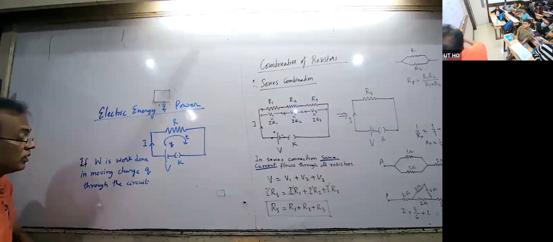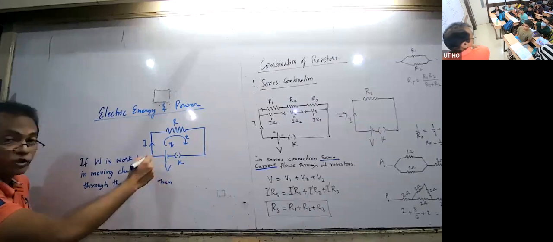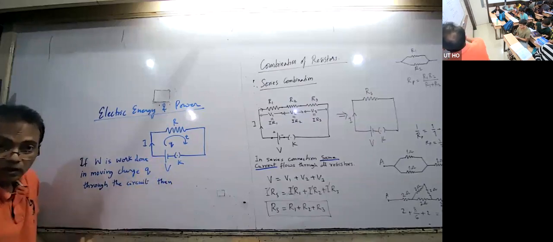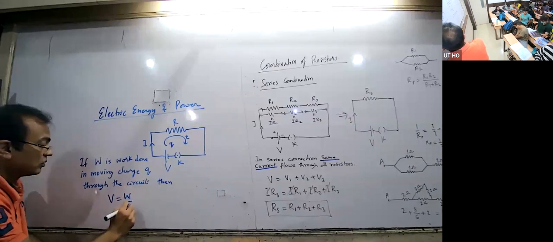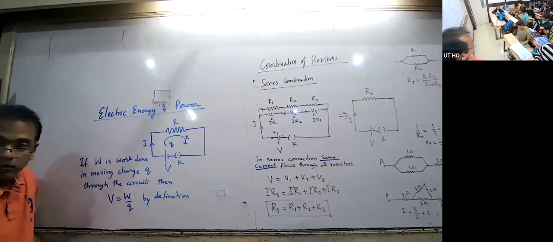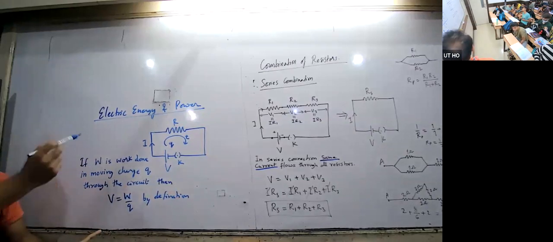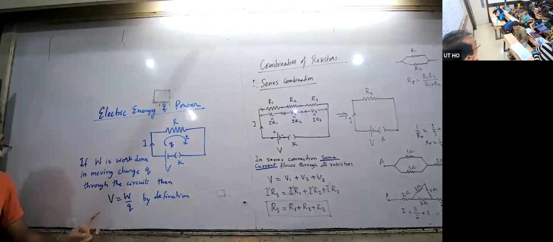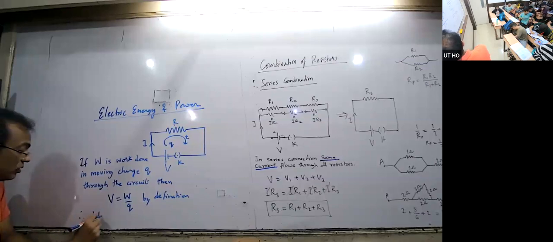Right? Then who is doing the work? Potential difference. Right? Then V is equal to W by Q by definition. Correct? If W is the work done in moving the charge Q through the full circuit, by definition we know that V must be equal to W by Q. Right? So what is the electrical energy spent? It must be equal to the work done. Right? Therefore, W is equal to QV.